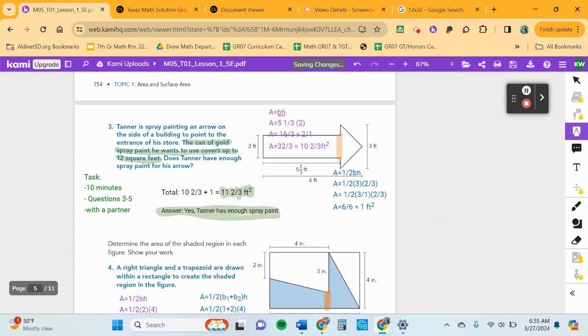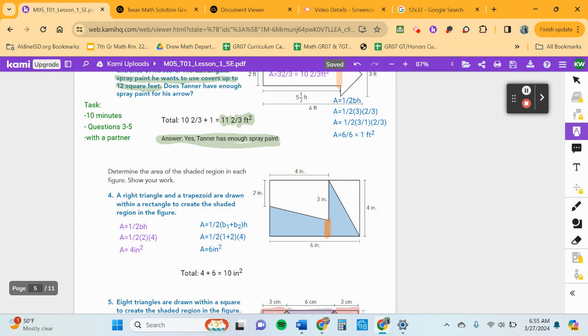Alrighty, moving forward. For number 4, it says determine the area of the shaded region. What I simply did, you could have done it differently. You could have done it Naveed's way, but I did it Wanda's way. I decomposed those 2 shaded figures into a triangle and a trapezoid when you turn it sideways. And I found that the triangle was 4 inches squared, the trapezoid was 6 inches squared, and in total, that is 10 inches squared. So nice and pretty with those whole numbers.